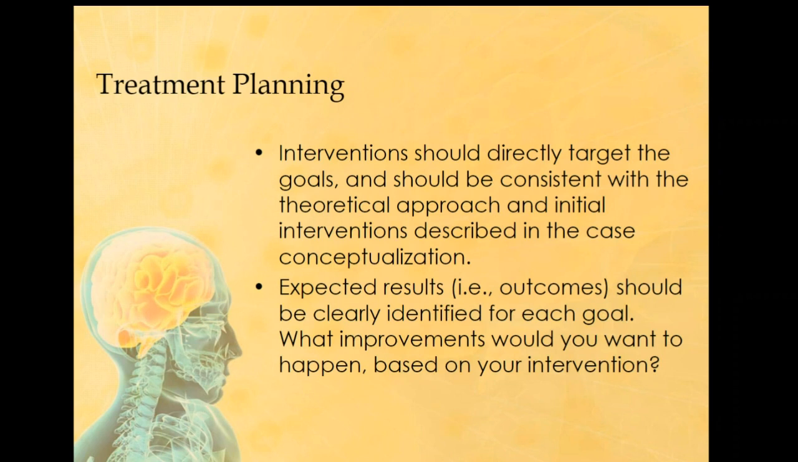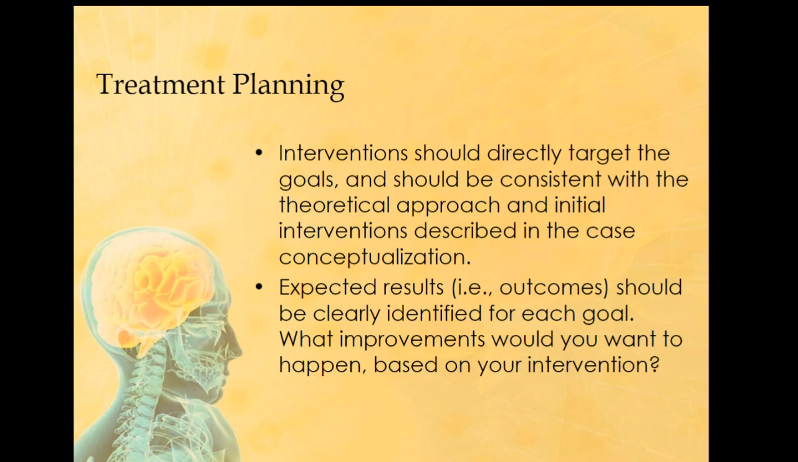The next step after coming up with the goals is coming up with interventions. And you really want to make sure that the interventions that you pick are aligned with your goals. Are they somehow going to target and support the goals that you've created collaboratively with your client? And also importantly, they need to be consistent with your theoretical orientation and any initial interventions you described in the case conceptualization. For instance, if you picked REBT in the case, you're going to want to make sure that you're picking interventions from that theory. For example, you'd pick the ABC analysis or you'd pick the self help form.